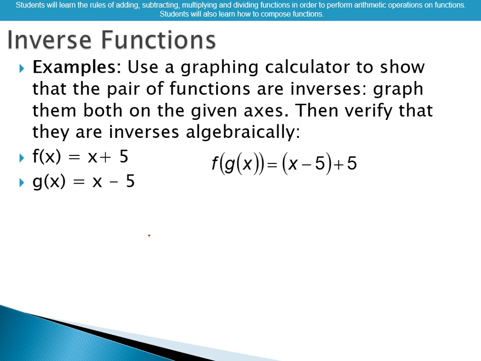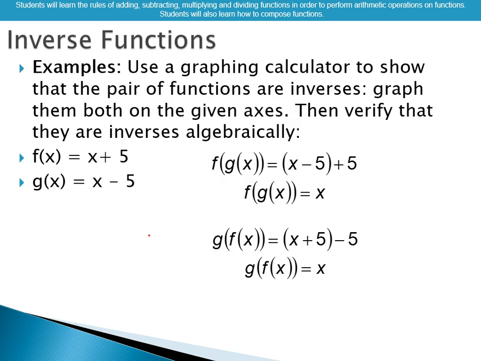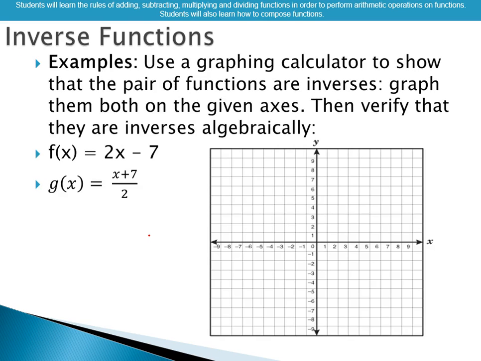Well, to show it algebraically, I need to do f of g of x, which is x minus 5 plus 5, which is just x. And then I need to do g of f of x, which is x plus 5 minus 5, which is x. Since they both equal the same thing, they both equal x, that tells us they are inverses.